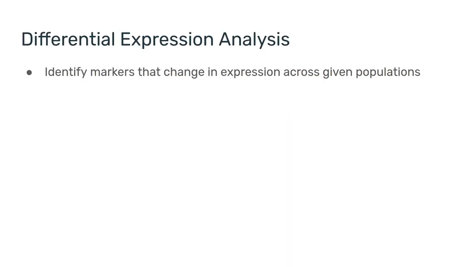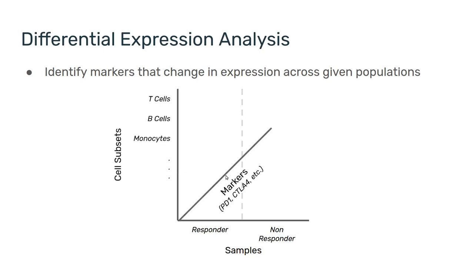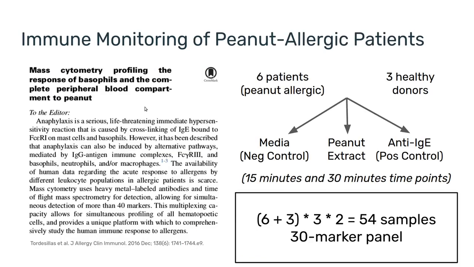Briefly, the goal of differential expression analysis is to identify markers that change in expression across a given population. So let's say that we have responders and non-responders. We would like to examine different cell subsets and different markers. So for example, how does the level of PD-1 change between T cells in the responder and non-responder populations?